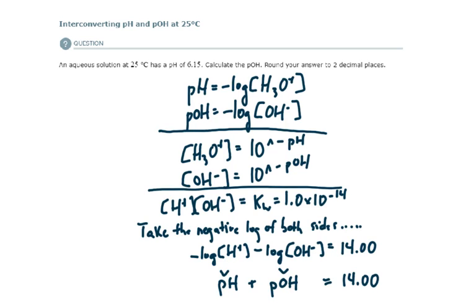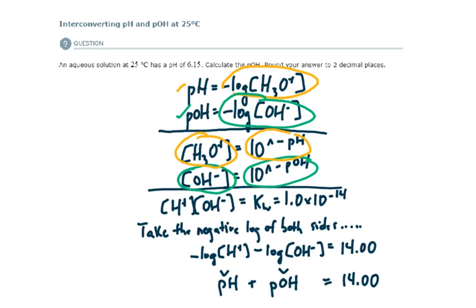A pOH scale, analogous to the pH scale, can be devised by using the negative log of the hydroxide ion concentration of a solution. So just like we use the negative log of the hydronium ion concentration to find pH, we can use the negative log of the hydroxide ion concentration to find pOH. We could also take the antilog of the pOH equation to find the hydroxide ion concentration, just like we did in the previous example to find the hydronium ion concentration.